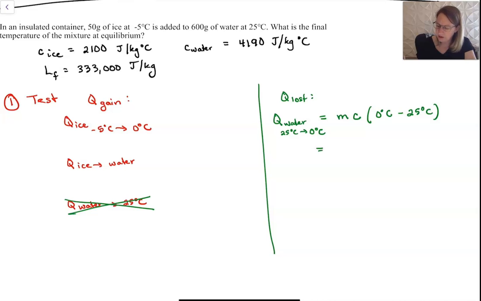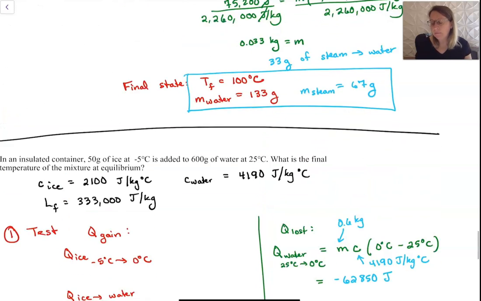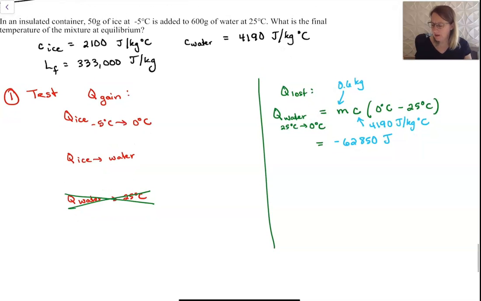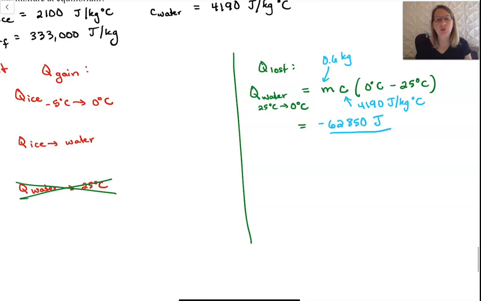And so this becomes 0.6 kilograms, and because we're talking about water, 4,190 joules per kilogram degrees Celsius. So I get a negative. This is how much heat can be lost if I take this water all the way down to 0 C. That's the amount I have available to lose to go into this ice.